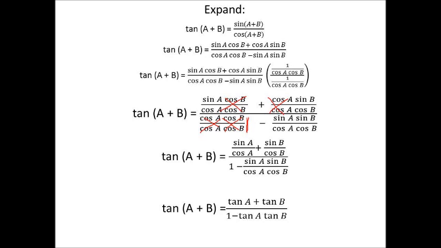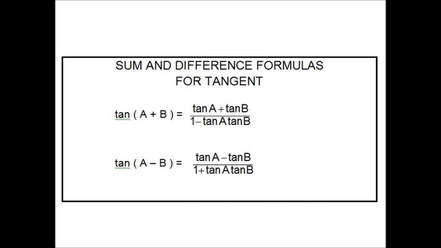And so looking at that, our identity, tangent of A plus B, is equal to tangent A plus tangent B, all divided by 1 minus tangent A tangent B. Now this is really important only because this shows us where we get the sum and difference identities for tangent. Those formulas are right here, and they're on your packet. So that's what we have.